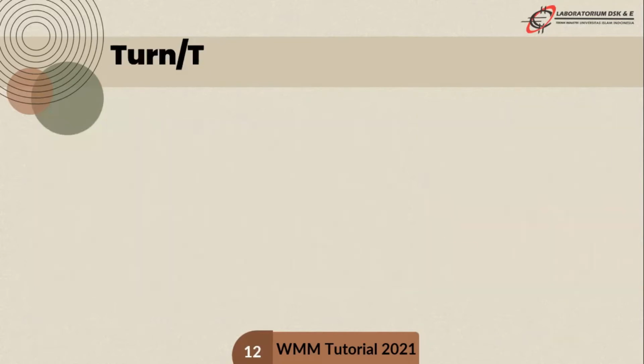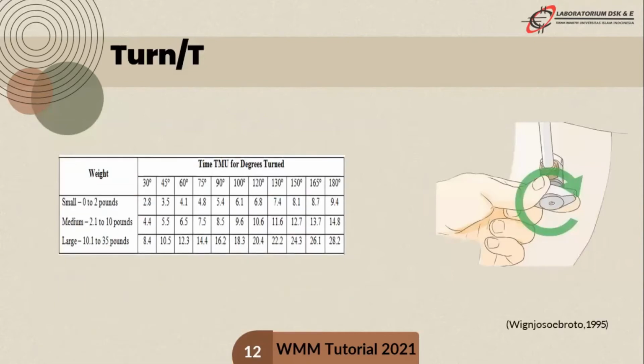Okay, let's continue with the next activity, turn. As you can see on the table, there are weight and time TMU for degrees turned. First thing first, you have to determine whether the activity is small, medium, or large based on the weight. There are 2 pounds, 2.1 to 10, and 10.1 to 35 pounds. And then you can determine how many degrees the activity turns.